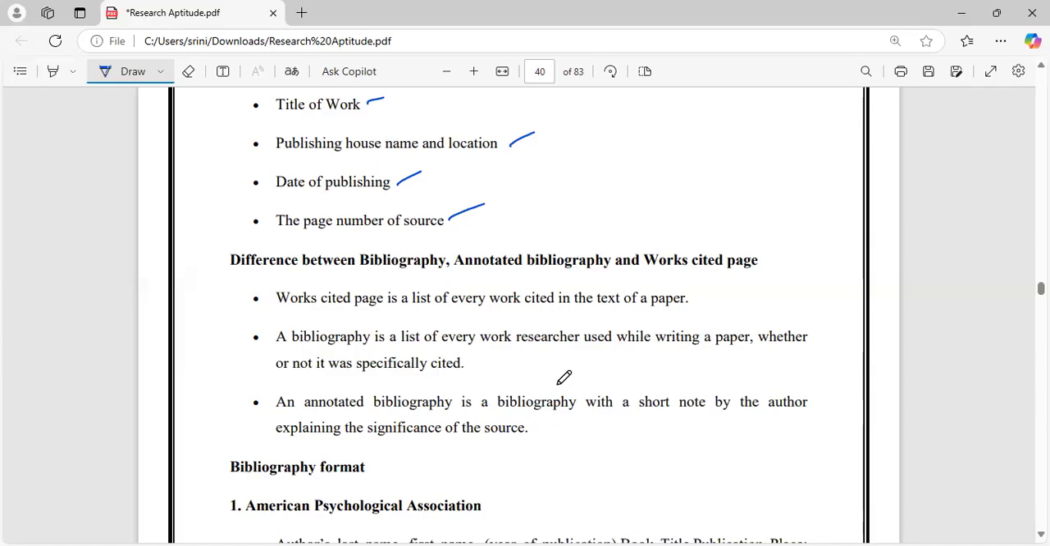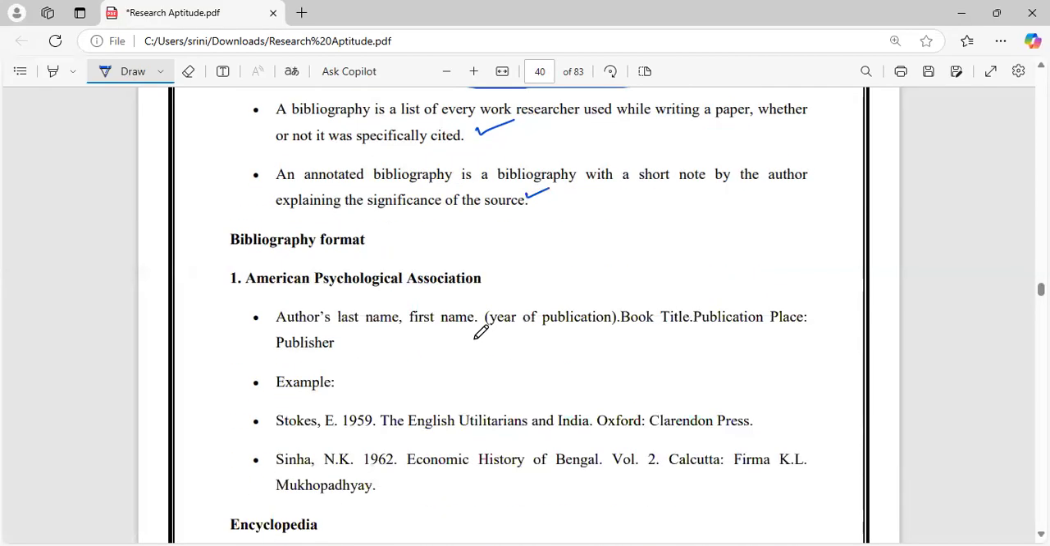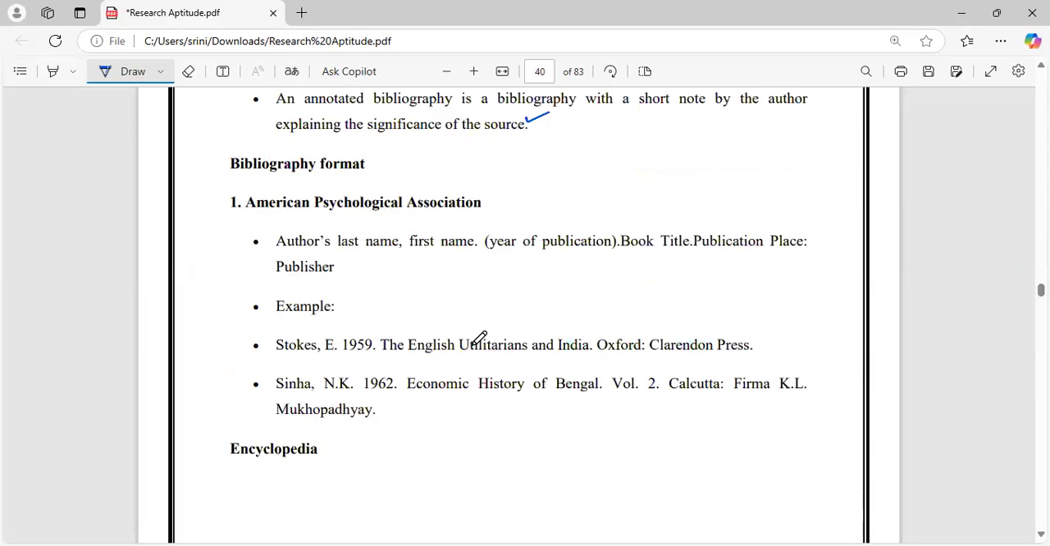A works cited page is a list of works cited in the text of the paper. We can cite them in the footer. A bibliography is a list of every work the researcher used while writing a paper, whether or not it was specifically cited. An annotated bibliography is a bibliography with a short note by the author explaining the significance of the source. Format, APA or MLA format, we have already seen.